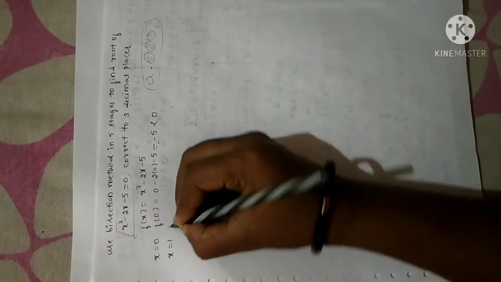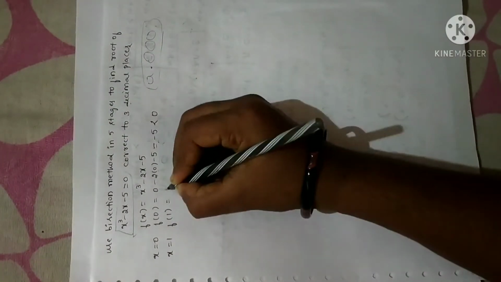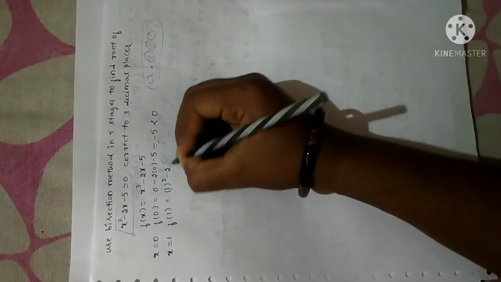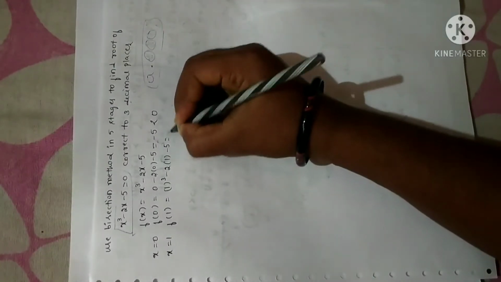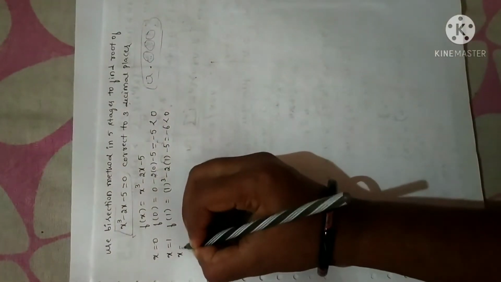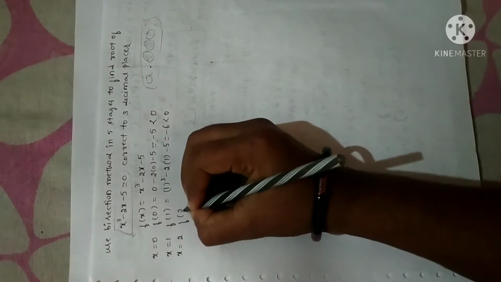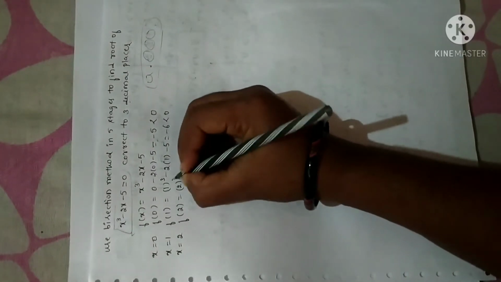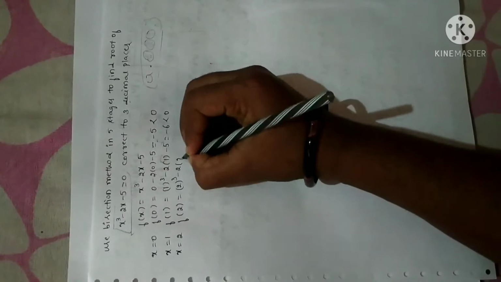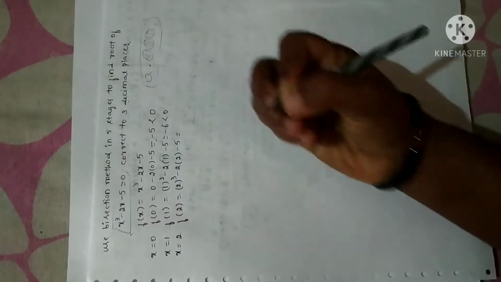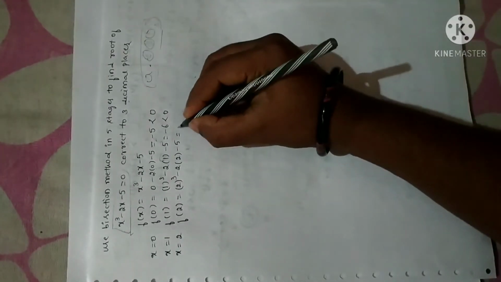Now let me give x is equal to 1. So f of 1 value will be 1 cube minus 2 into 1 minus 5. So again you are going to get a negative value. But what we are interested in is to find a positive value. So let me give x is equal to 2. So f of 2 will be 2 cube, wherever x is there, replace it with 2. 2 cube minus 2 into 2 minus 5. So after simplification, you are going to get minus 1. So again it is less than 0.